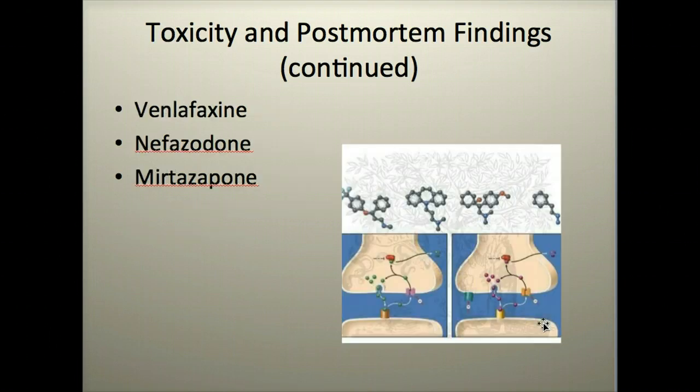And our last slide, venlafaxine, the first drug listed here, a third-generation antidepressant, has the most data concerning its toxicity. Overdose symptoms include tachycardia, convulsions, somnolence, and coma. Symptoms reported as a result of nefazodone, the second one listed, include nausea, vomiting, and somnolence.